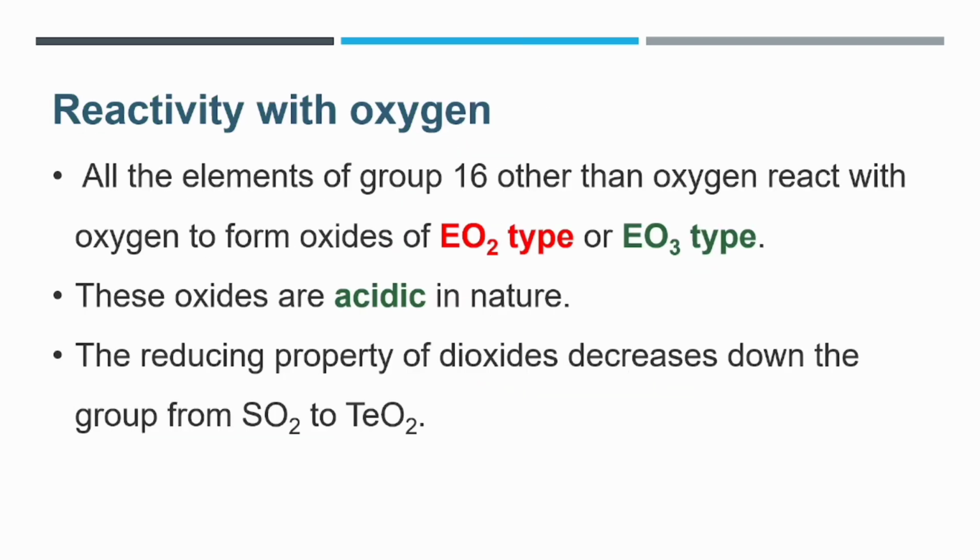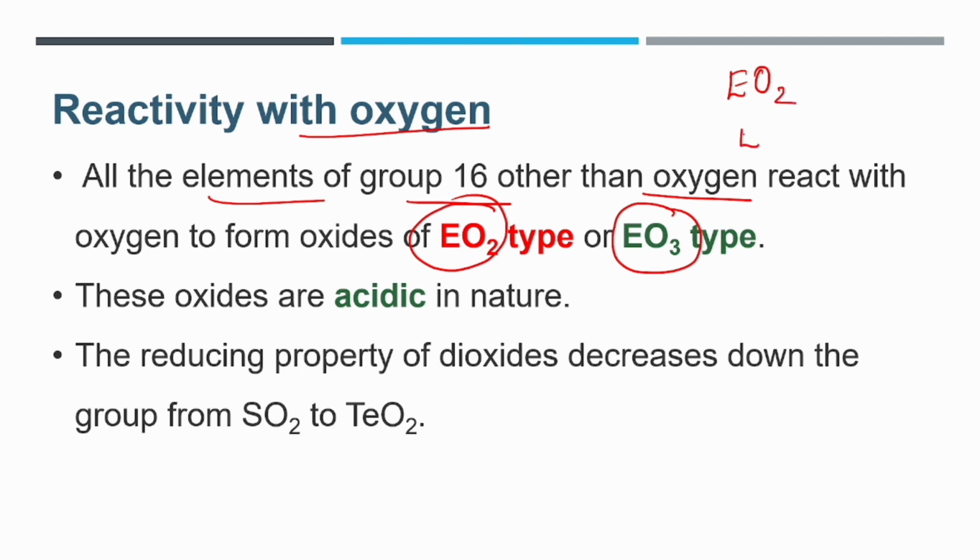Acidity of the hydrides. Next, reactivity with oxygen. Oxides are formed, isn't it? All the elements of group 16 other than oxygen react with oxygen to form oxides of the formula EO2 and EO3. These are the general formulas of the oxides formed, and the oxides are acidic in nature.